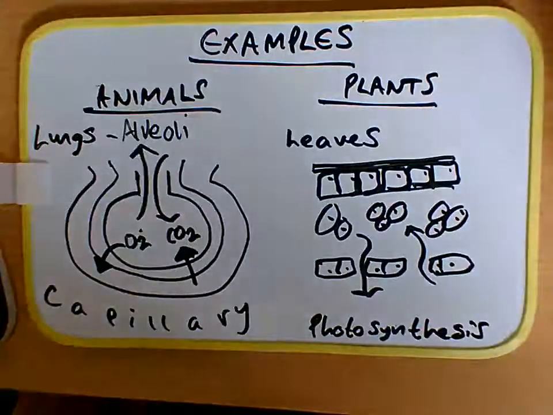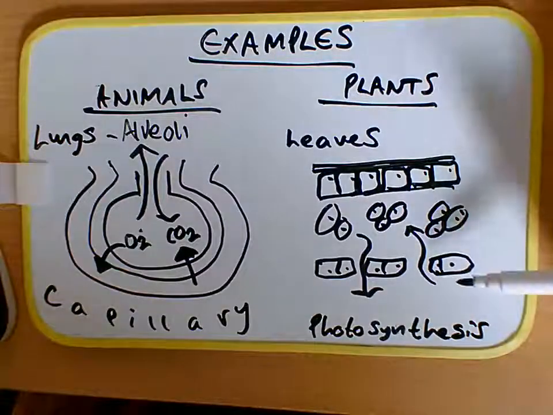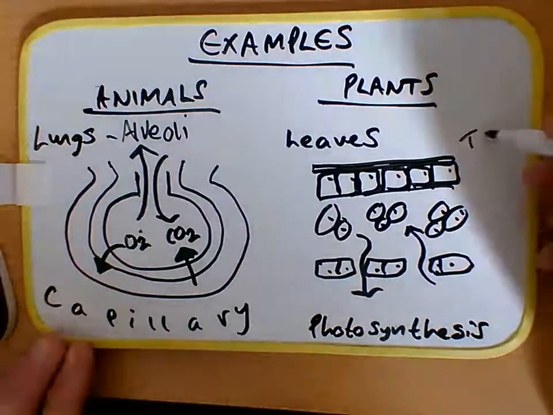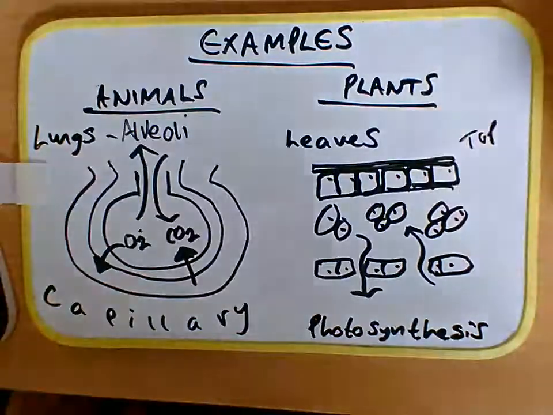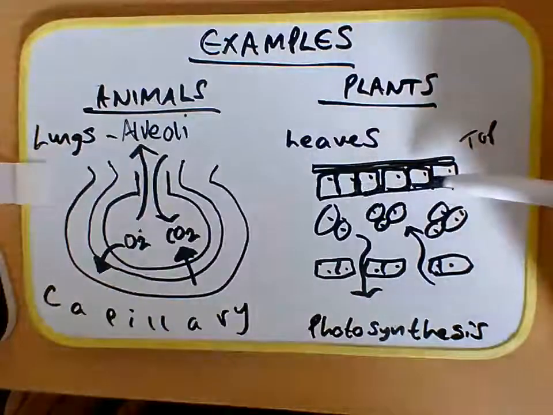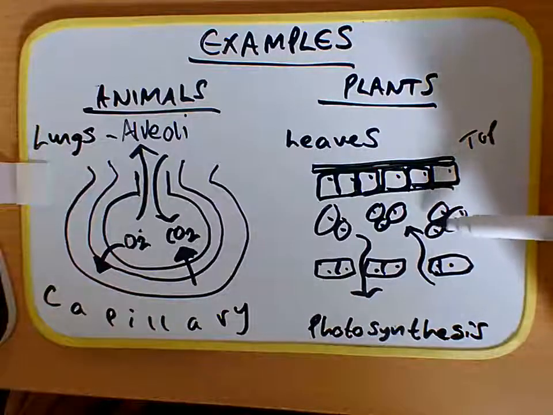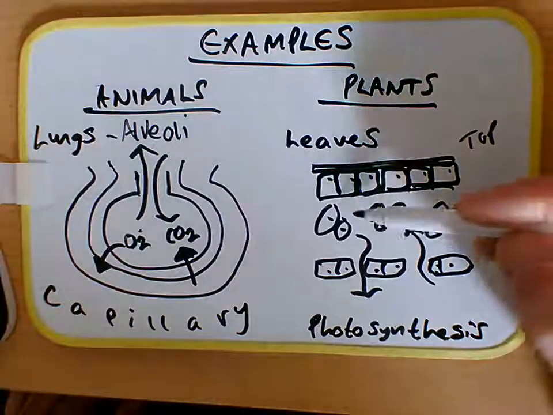In plants, a good example is in the leaves. So this is a cross section of the leaves. This is the top surface of the leaf, and that's the bottom section. These cells here are the photosynthetic cells. These are spongy cells, and these are all air spaces here.